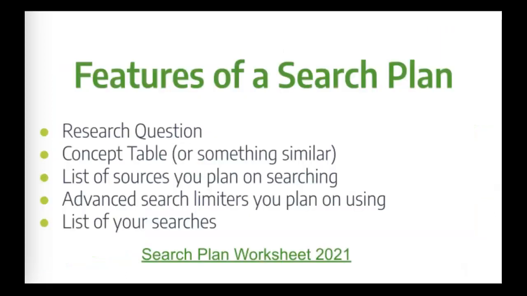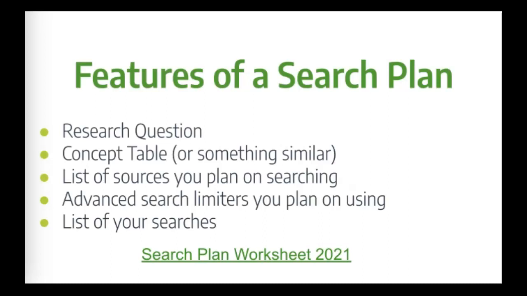A search plan can be a document that you create by hand, or you can use a template like the one I've linked down at the bottom of the slide. Regardless, a good search plan contains all of these features. First is the research question to remind you of your focus. Second is the concept table or some other brainstorming chart that helps you to build out a nice big bunch of search terms. Once you have those two things, you should also list the databases or websites you want to search. Once you've searched them, check them off or draw a line through them.